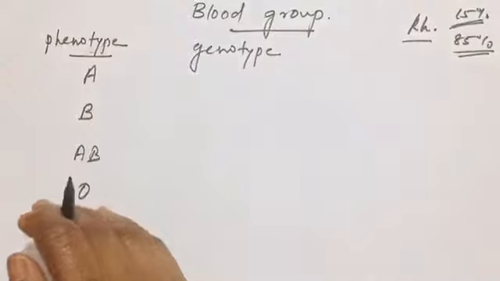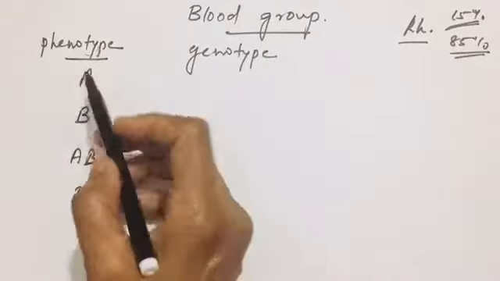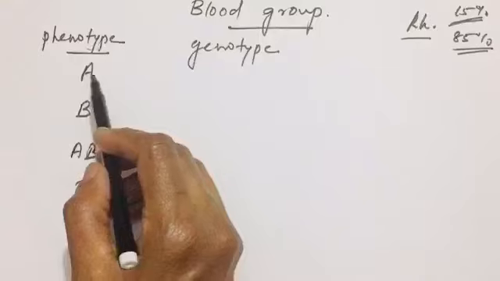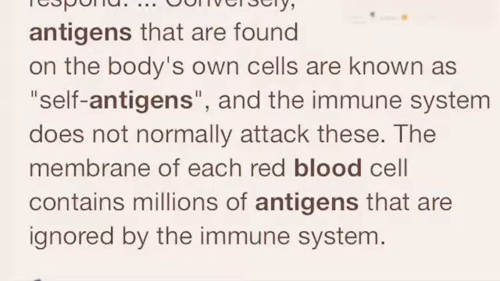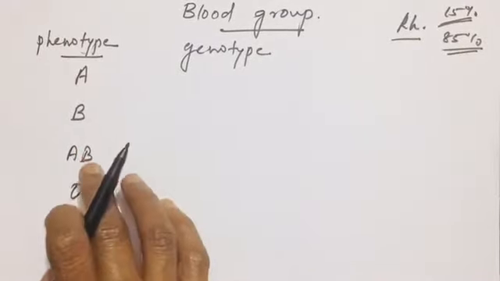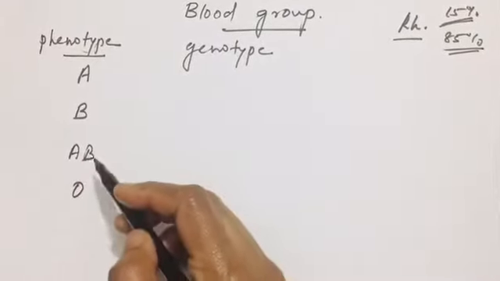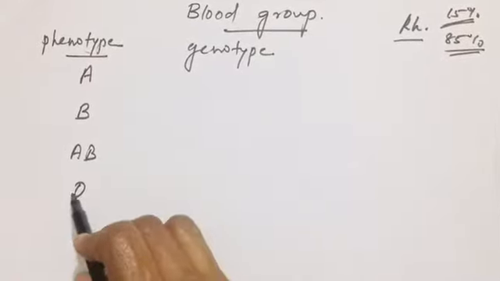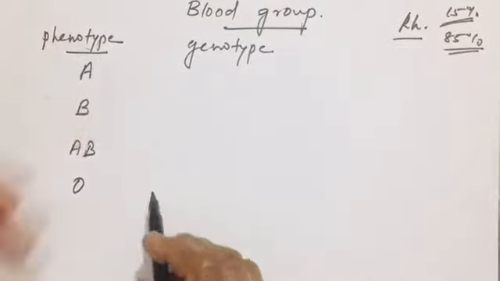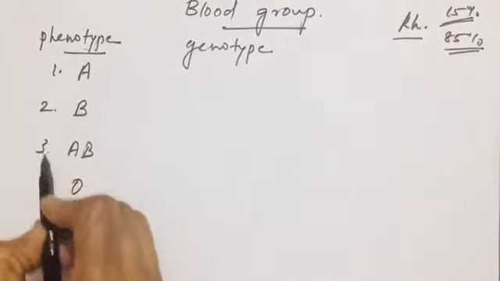Let us talk about the phenotype of the blood group only. A blood group means people who have antigen A in their blood. Those who have B blood group have the antigen, a factor named B. Those who have both A and B antigens in their blood are known as AB. People who have neither A nor B are known as O blood group. So there are 4 phenotypes.